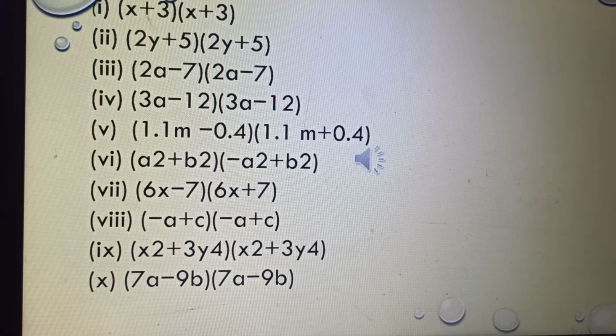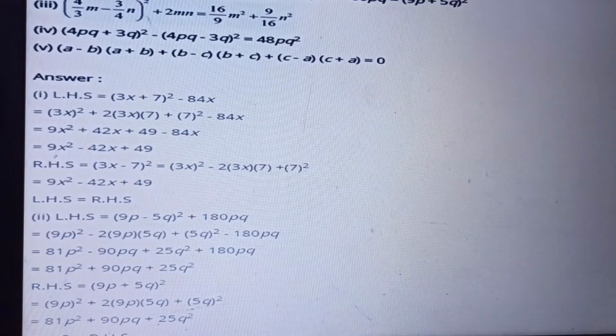I hope all of you understand this problem. Here, x square plus 3y to the power of 4 whole square. Therefore x to the power of 4 plus 9y to the power of 8 plus 6x square y to the power of 4. That is the answer to the 9th question. Okay, can we go to the next section?